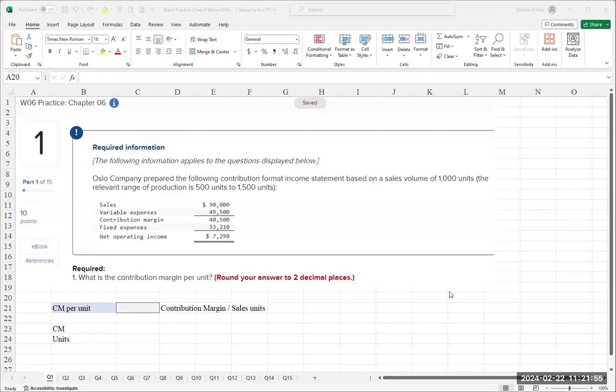This is a walkthrough of homework practice chapter 6 questions. I love these questions because they will help you prepare for exam 2.